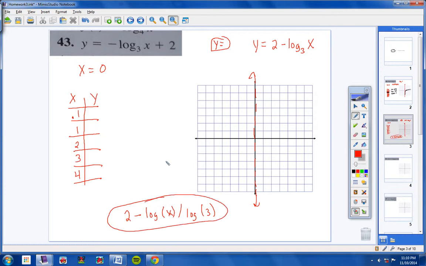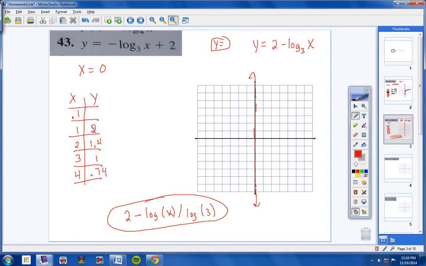All right, let me go ahead and get my calculator all set up here. Hold on one second. Let's see here. And the table of values would look like this. 1 would give you a 2, 2 would give you a 1.4, 3 would give you a 1, and 4 would give you a 0.74.